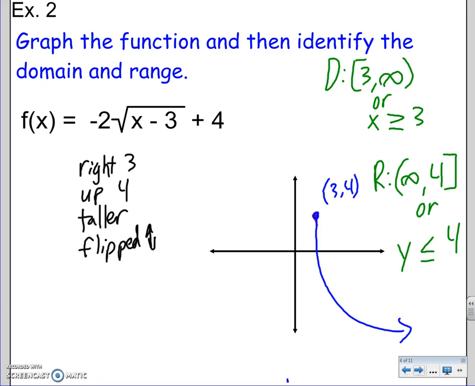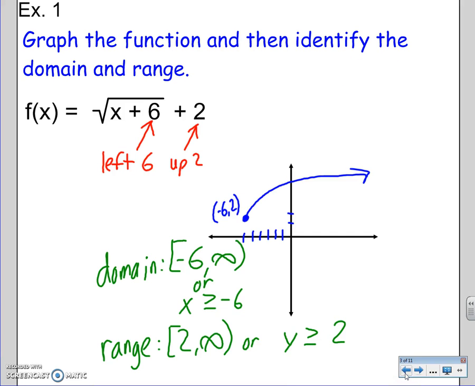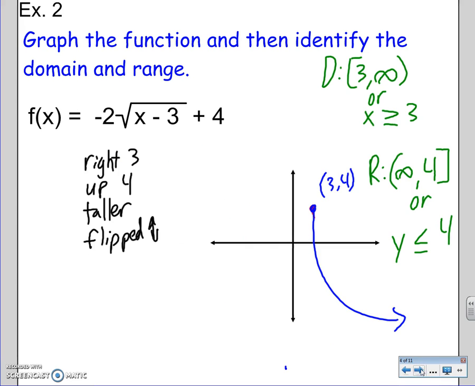So this does have a maximum point, but no minimum. This other one has a minimum, but no maximum. And remember, the value is the y part, so minimum value of 2. This one has a maximum value of 4.